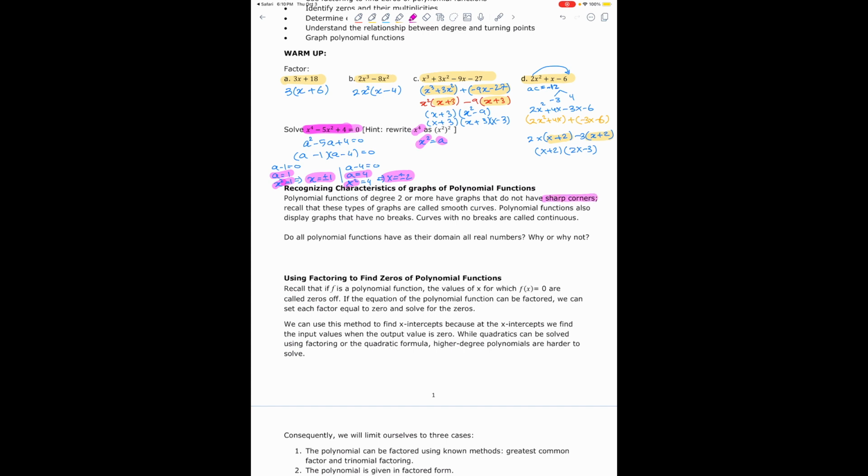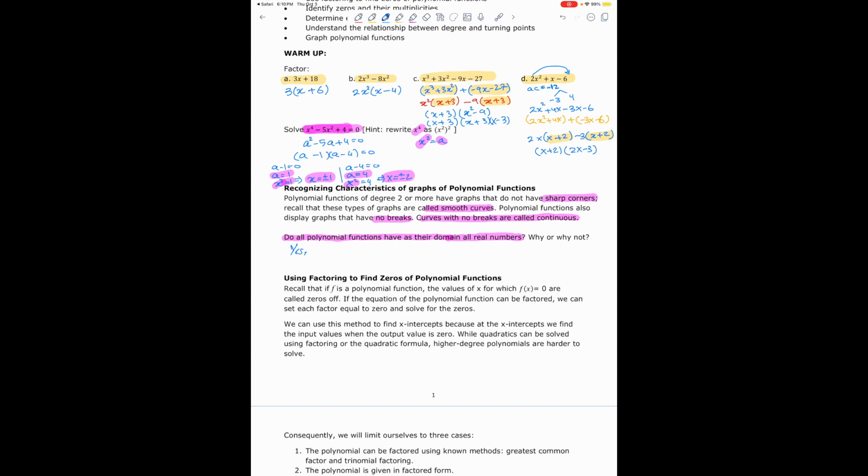Recall that these types of graphs are called smooth curves. Polynomial functions also display graphs that have no breaks. So the curves that have no breaks and are smooth, we call them continuous. Here is a question. Do all polynomial functions have as their domain all real numbers? Why or why not? The basic answer to that is yes, because polynomial functions are continuous and defined for all of the real numbers.